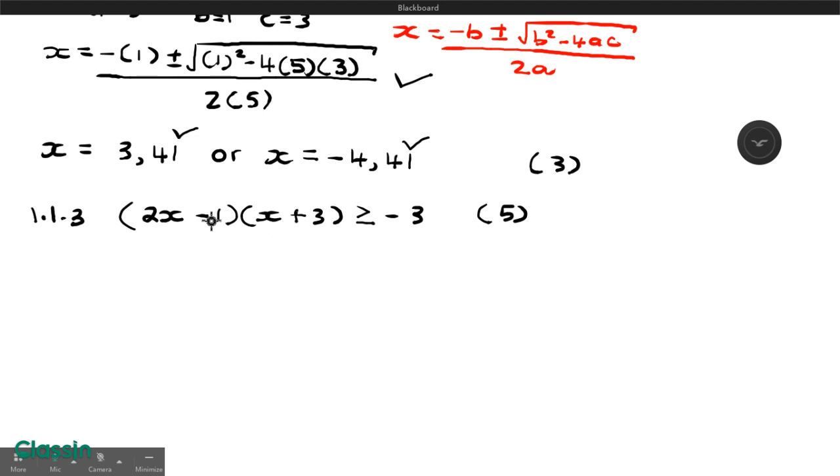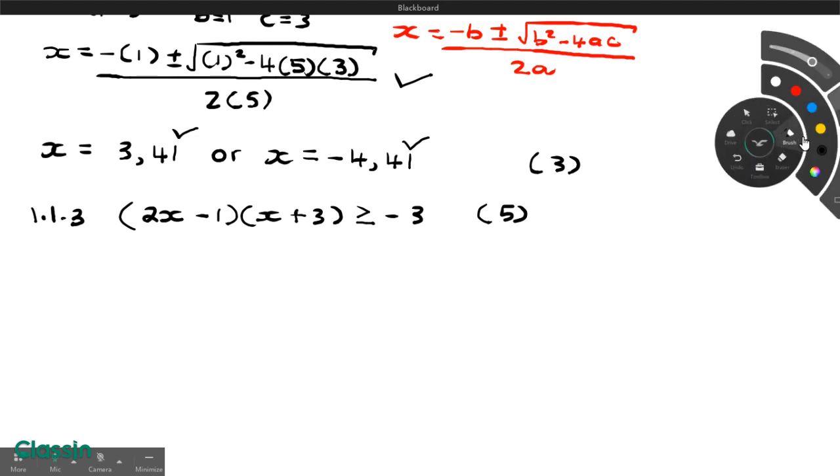Now, they've given us everything inside the bracket, but it is not given as an equal sign. We only have the inequality sign: greater or equal to negative 3. So what we need to do on this one, first thing, let's follow the BODMAS rule. It says that we work out the brackets. So now let's go and work out the brackets.